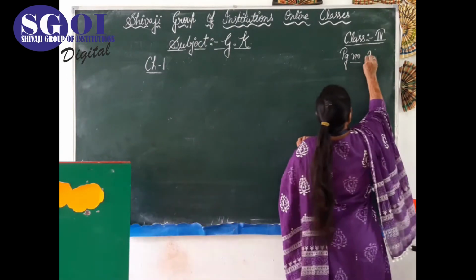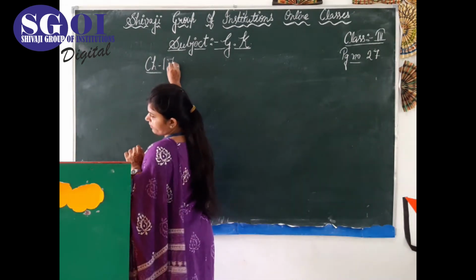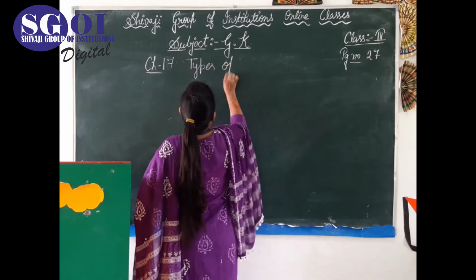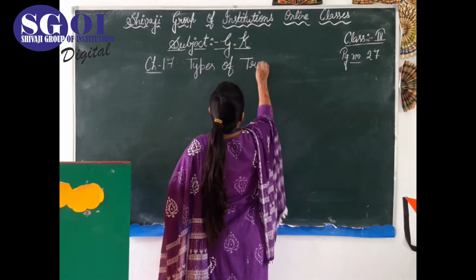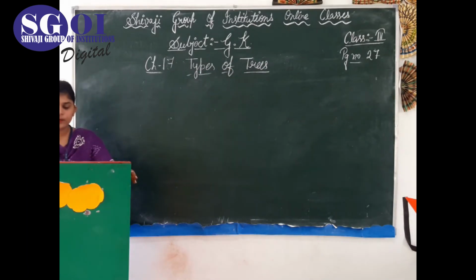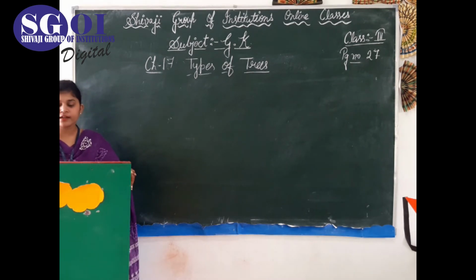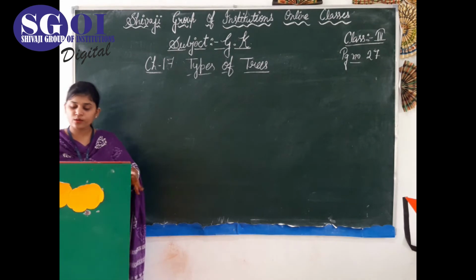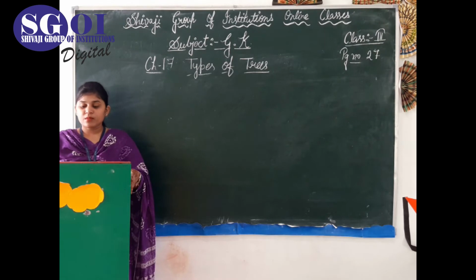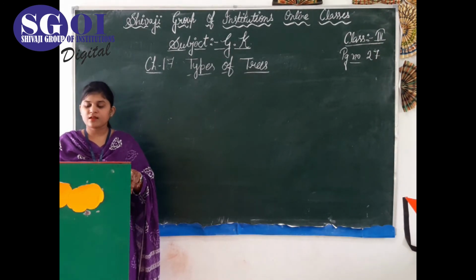Page number 27, and the chapter 17, types of trees. Here I just give you one or two examples of how you do this chapter. Trees not only provide us with food but also supply us with clean air and shade. We must plant more trees to make our earth green.